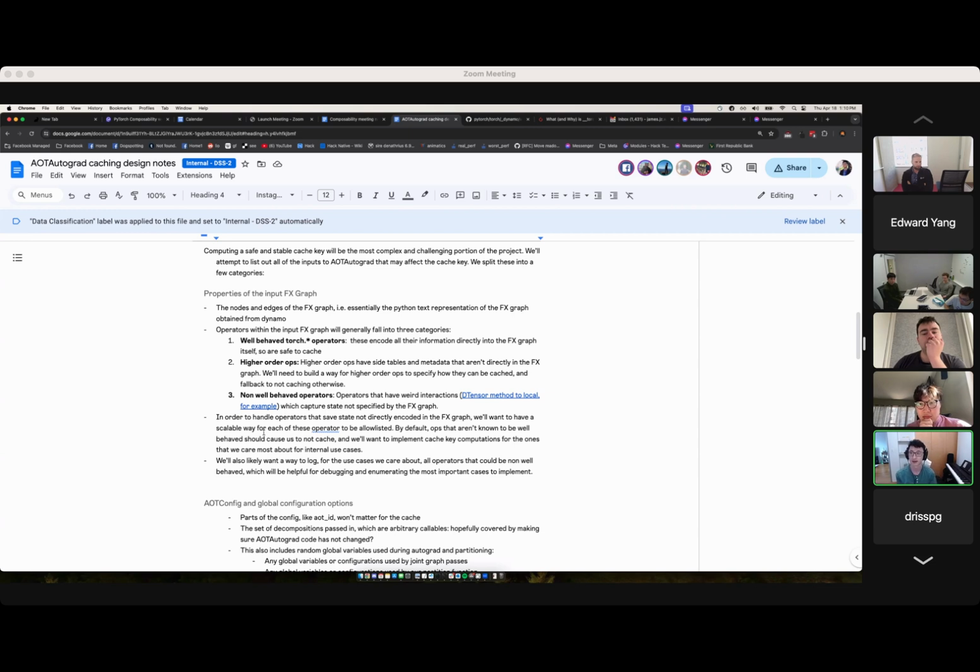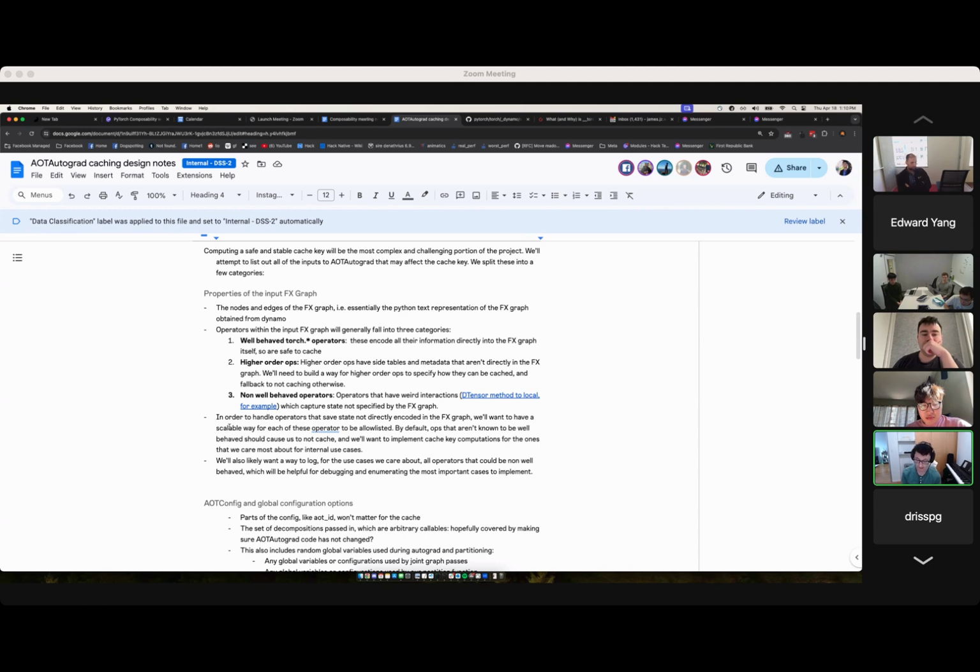And this category is the more ambiguous one, where we could try to think of every single one of these, but it's more likely that there's a set of these where there are unknowns, where we don't necessarily know whether an operator accidentally captures graph state in these ways.